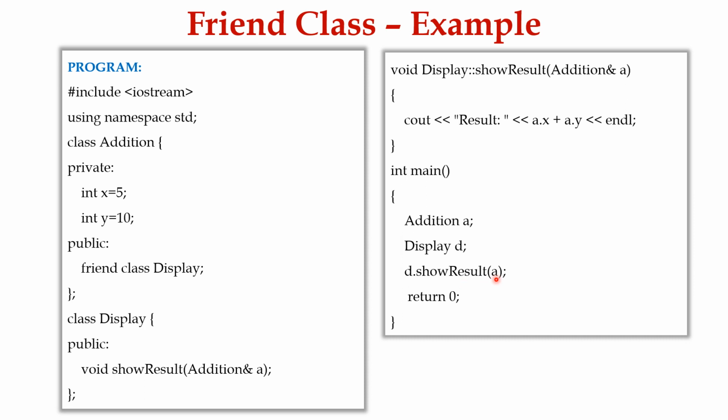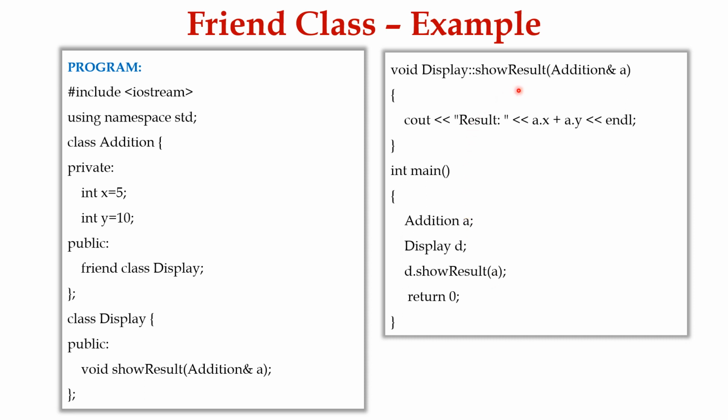The showResult function has a single parameter, that is object A, which belongs to the class addition. Since display is a friend class to the class addition, it can access the private variables, but only through an object, so we are passing the object A of class addition to access the private variables x and y. Now the control moves to the showResult function.